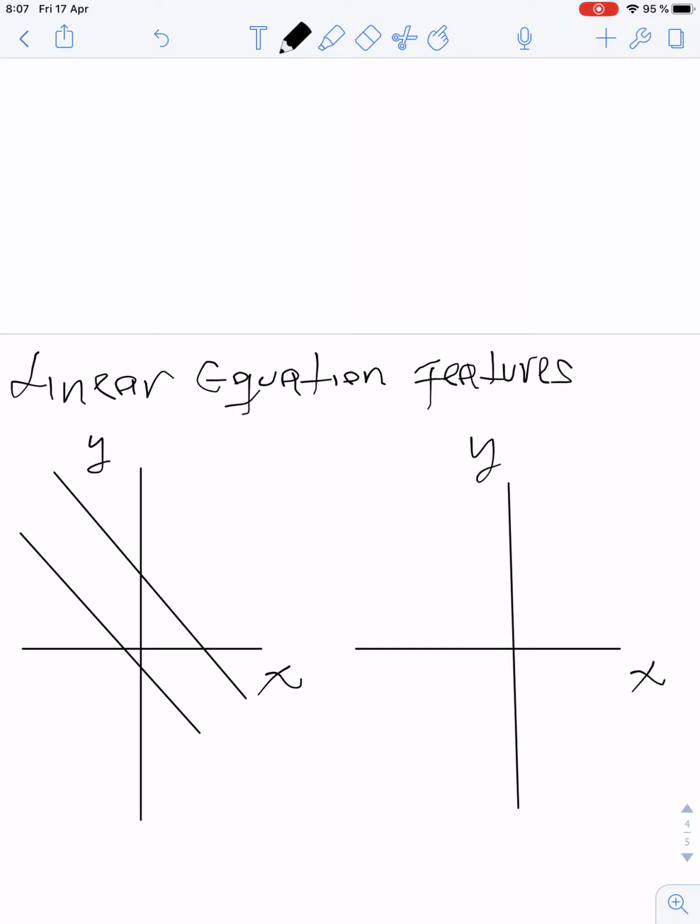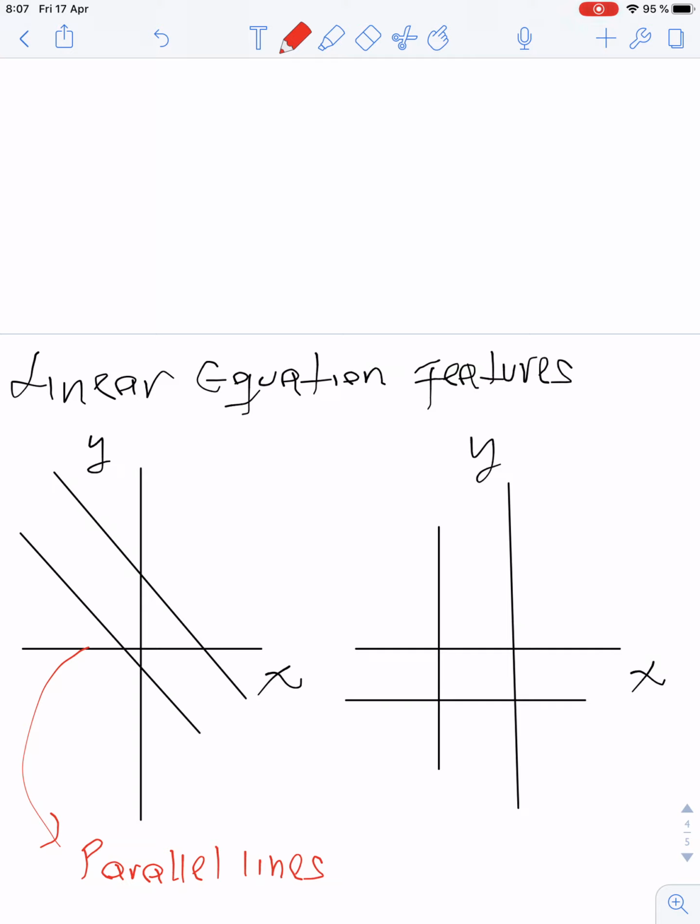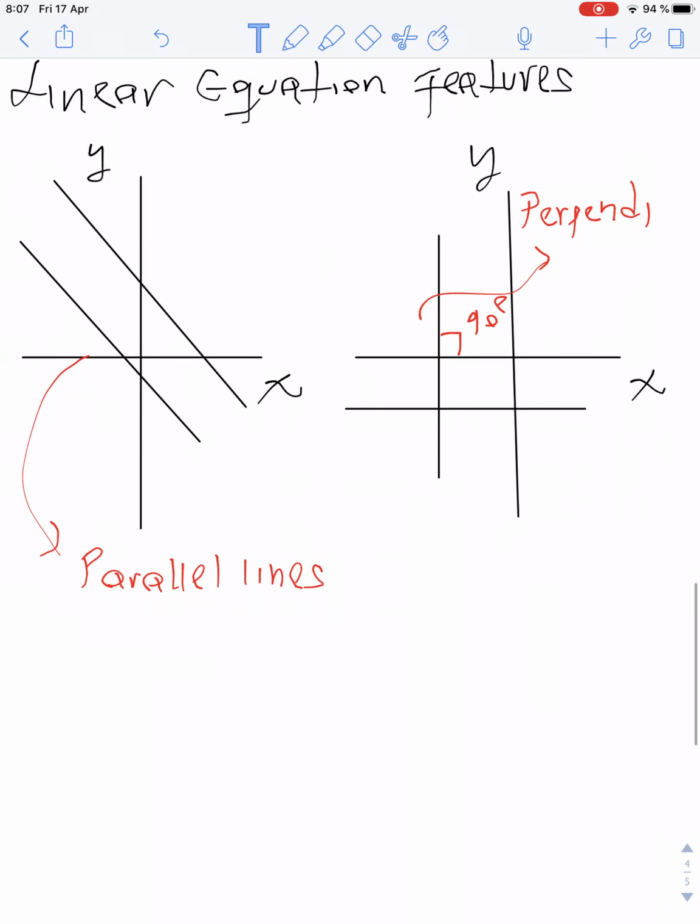Okay, and I will have this line and this line. If you see those lines, they are parallel lines, and this representation is perpendicular lines. Okay, why? Because we are getting a degree of 90 degrees in the vertex of the lines. Okay, why is it important with linear equations?